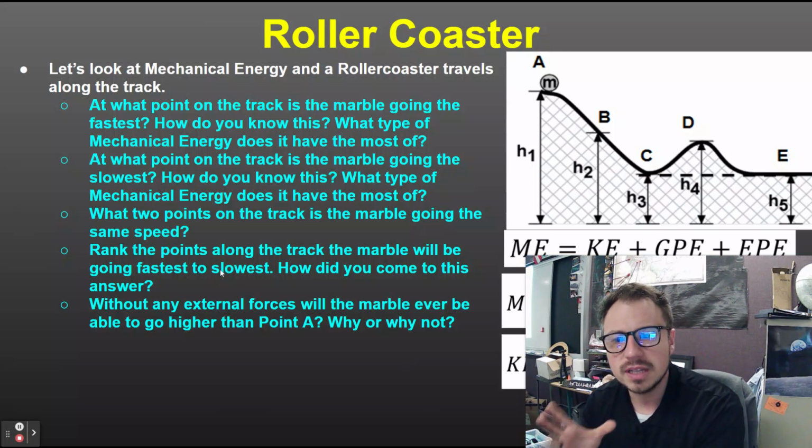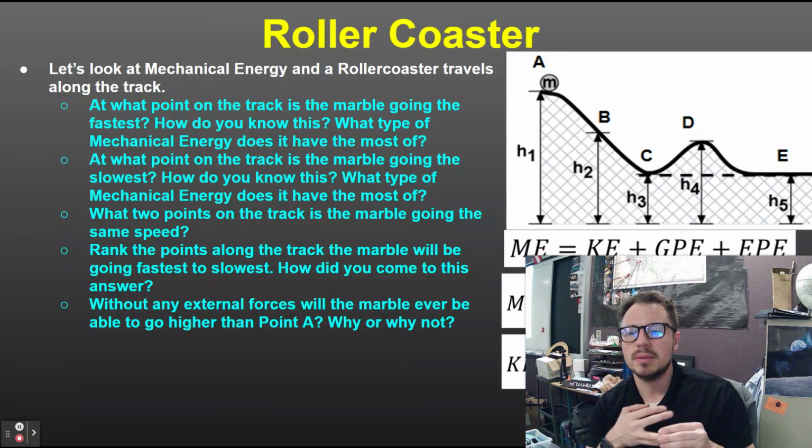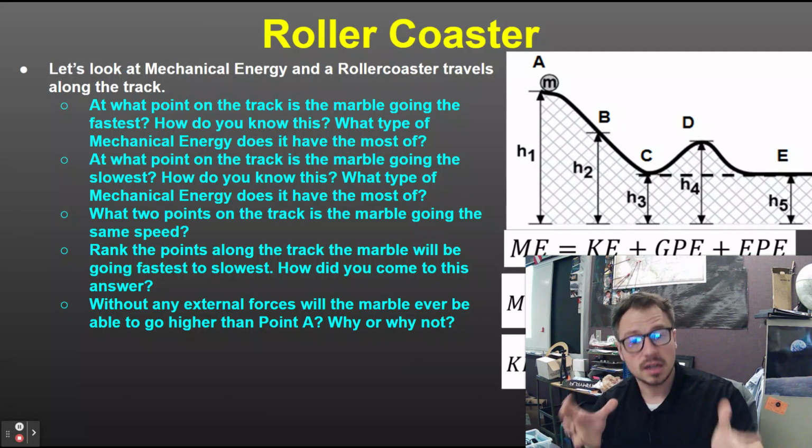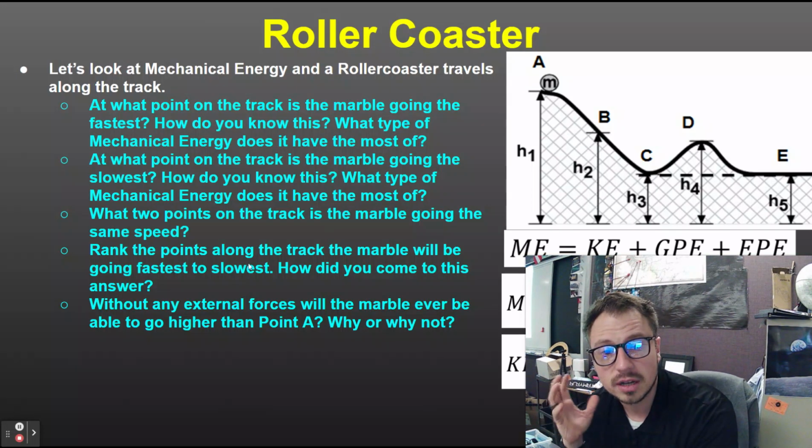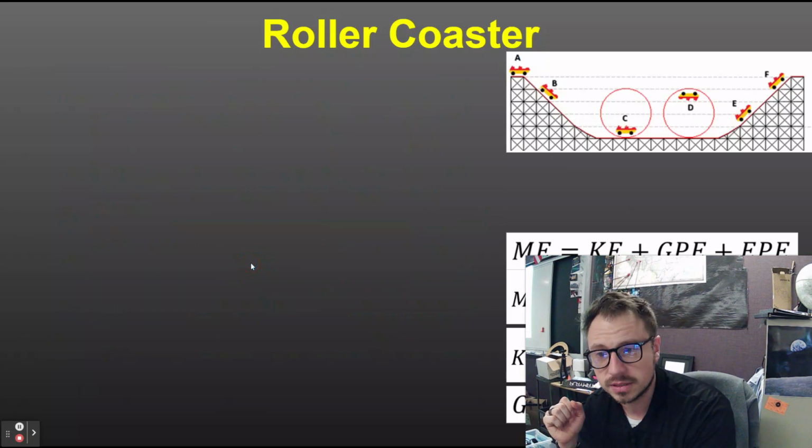Now, last thing is, without any external forces, will the marble ever be able to go higher than point A? No, because if it starts at rest, all that mechanical energy is gravitational potential energy. It's never going to go beyond that point.